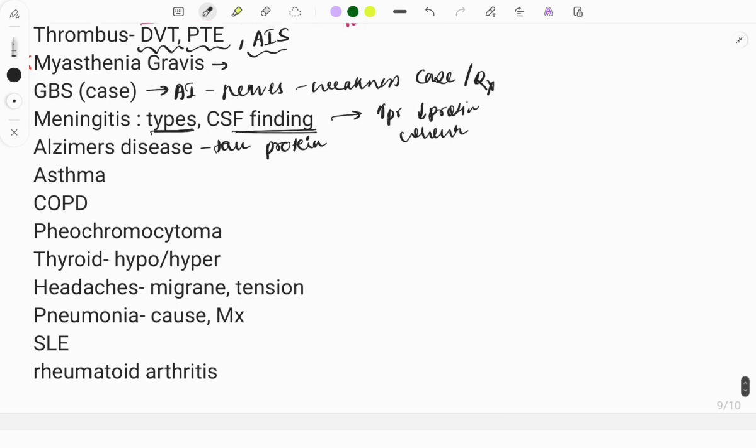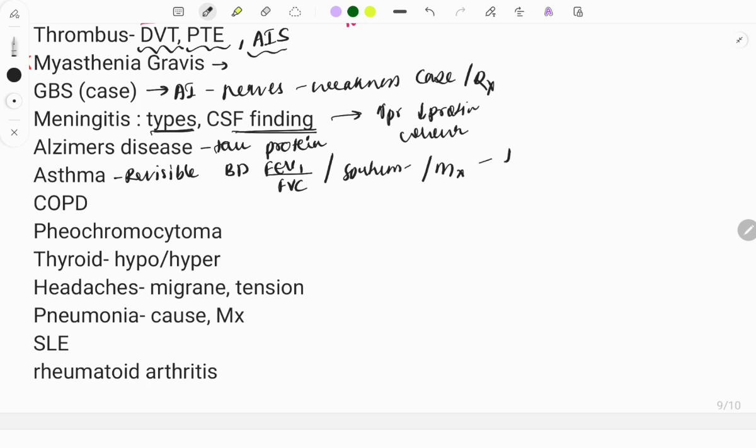And moving on to the asthma. Questions are asked as one-liners, like it is a reversible condition, and we can see the changes after giving the bronchodilator. The FEV1 by FVC changes are seen. And if we look for the pathology, if we take the sputum culture, then we can see the Curschmann spirals and Charcot-Leyden crystals.